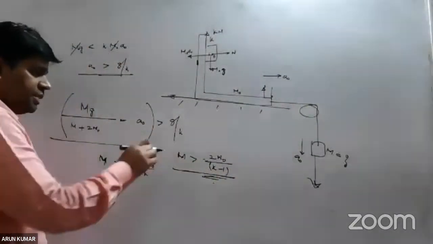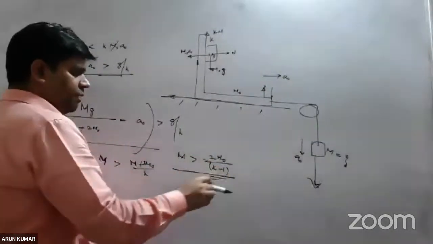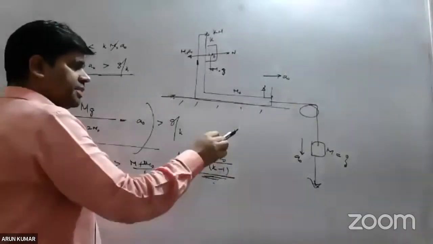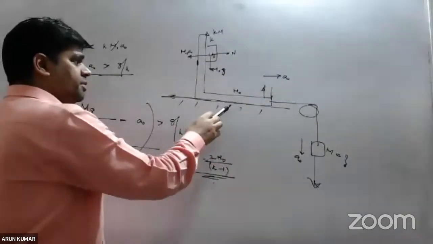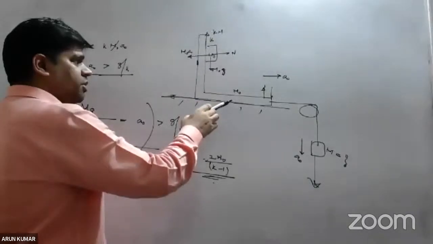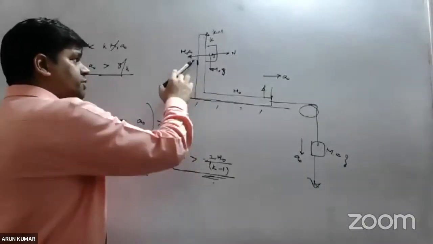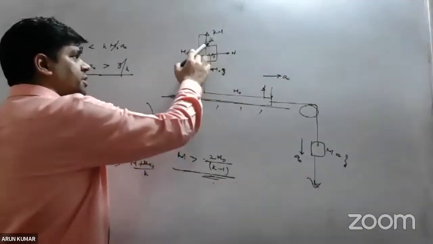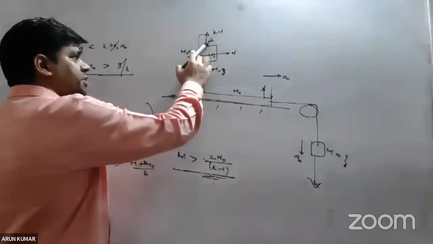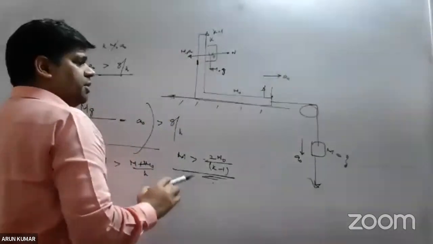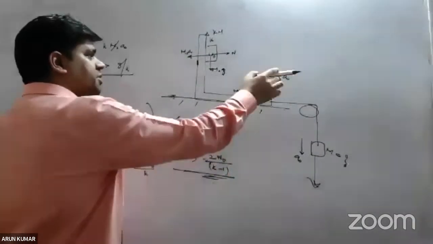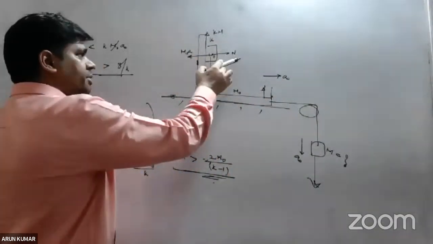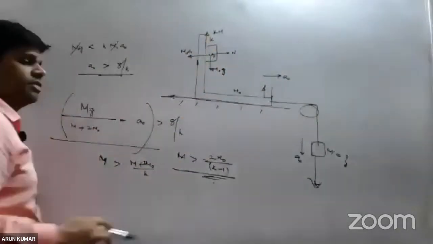Alright, look at this. So this is the condition for the minimum value of m. Because anything less than this, my acceleration will be less. Pseudo force will be less. That means normal reaction will be less. Limiting friction will be less. Not sufficient enough to counterbalance the external force. If mass is more, my acceleration is more, pseudo force is more, normal reaction is more, limiting friction is more.